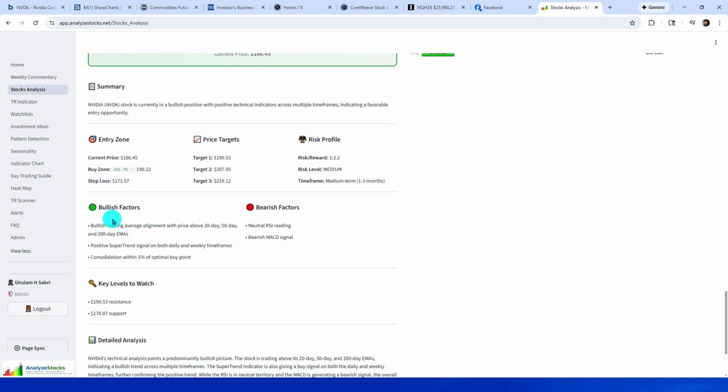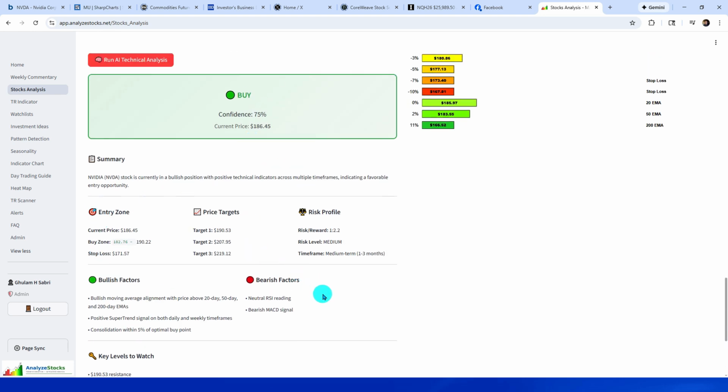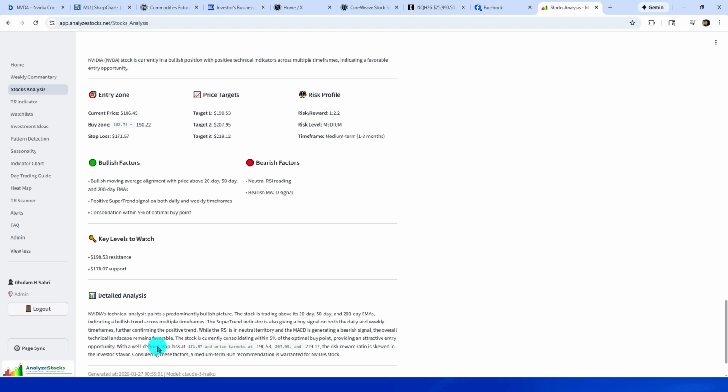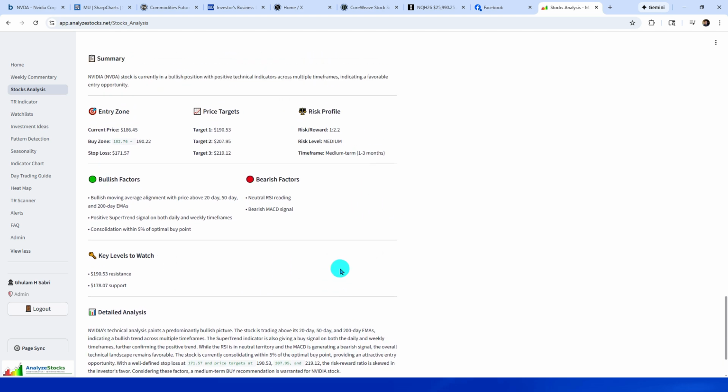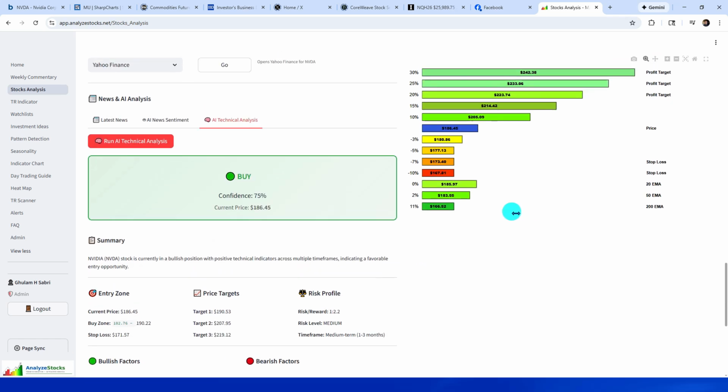What are the factors which make the AI agent decide that it is bullish in nature? That's why there's a buy signal. There are also some of the bearish factors, the risk profile, and a detailed analysis. If you want, you can download the report in PDF format as well.